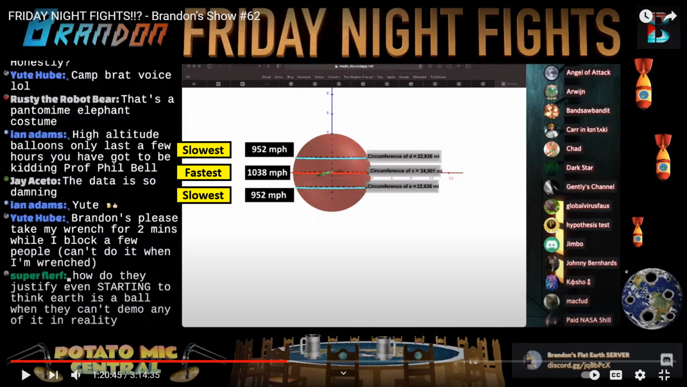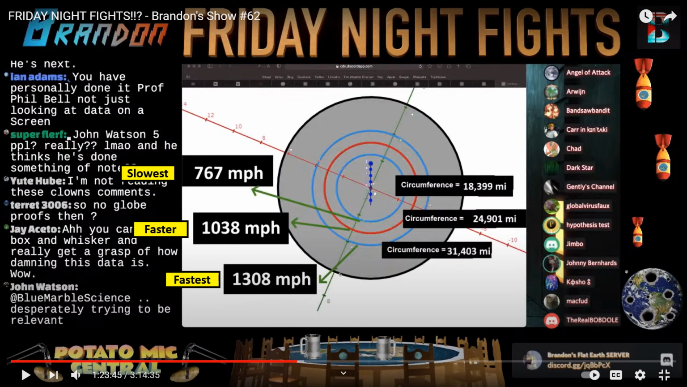Now we know that the most northerly orbit of the sun is over the Tropic of Cancer, and the most southerly is over the Tropic of Capricorn. So at these locations, the sun would appear to move the slowest and of course the fastest over the equator. But on the flat Earth, the sun would appear to be the fastest over the Tropic of Capricorn.